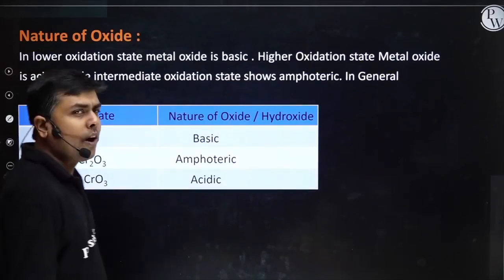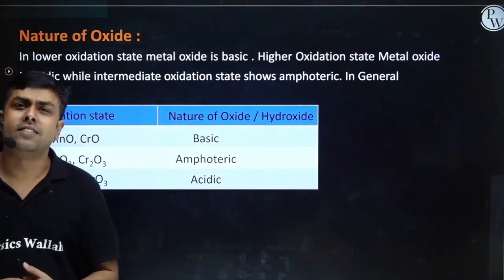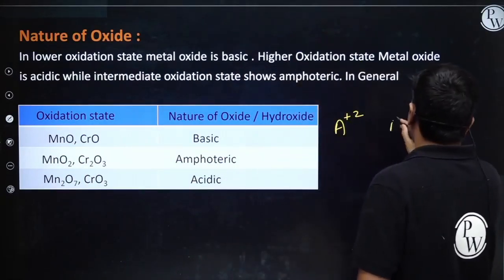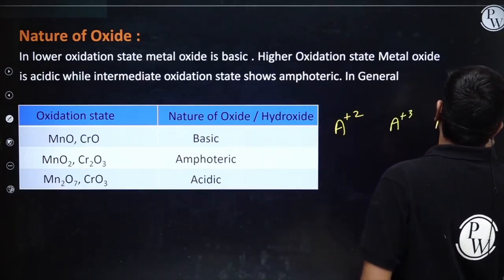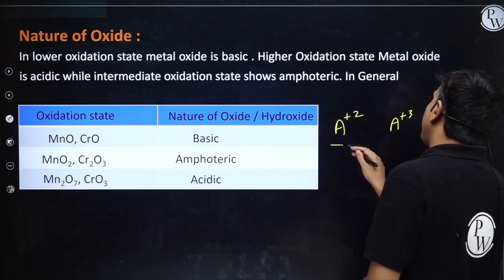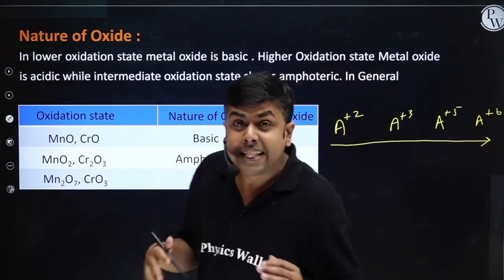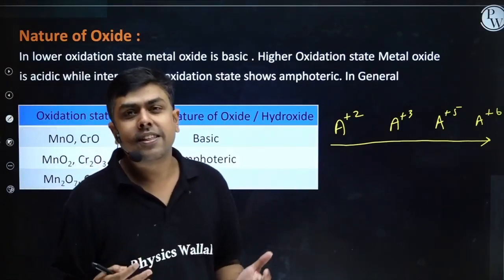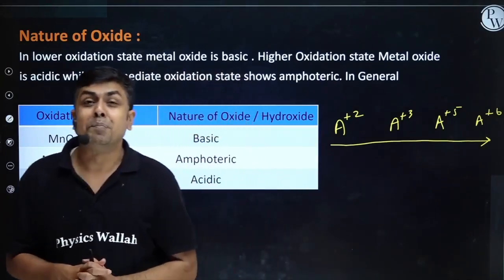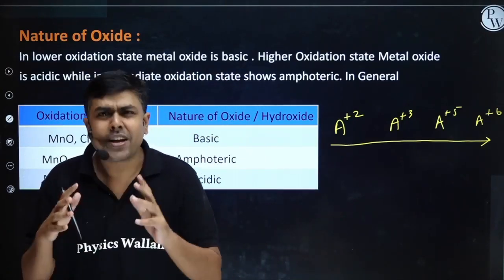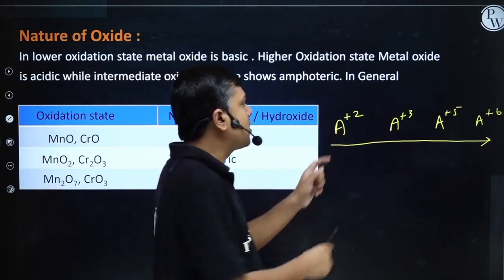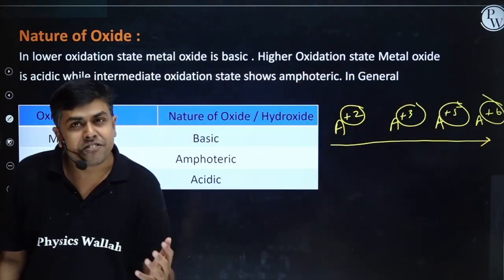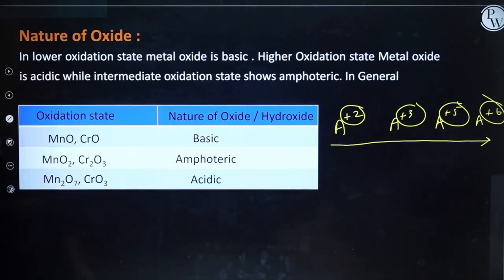Now, with increase in the oxidation state, if I have an element with oxidation states plus 2, plus 3, plus 5, and plus 7, can I say that as we move from plus 2 to plus 6 oxidation state, Lewis acidic strength is increasing, right? If Lewis acidic strength is increasing, obviously the oxide will have more acidic nature. We can also understand it like this: more is the charge, more will be the covalent character of the compound formed from it. Fajan's rule, right?